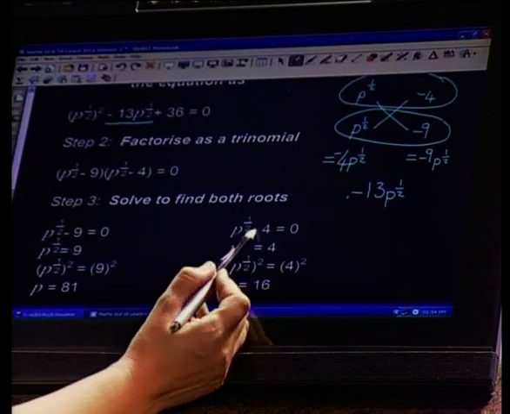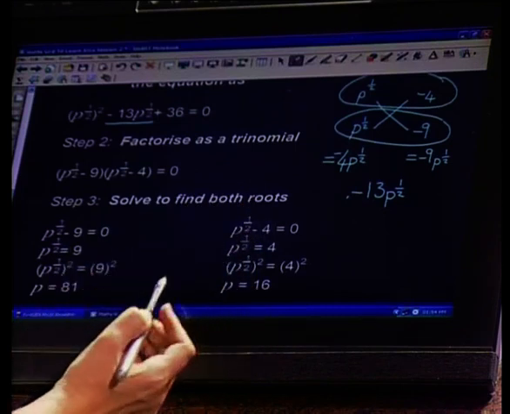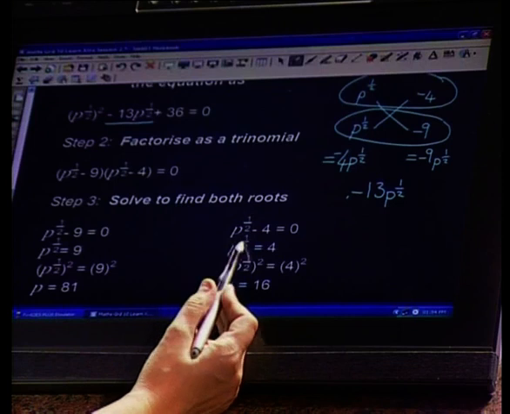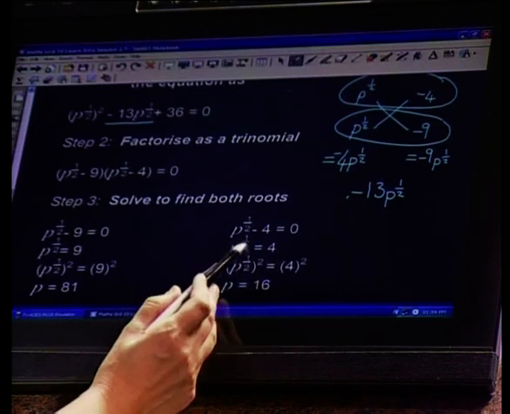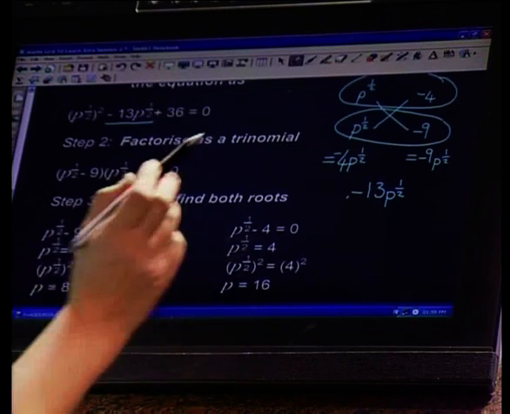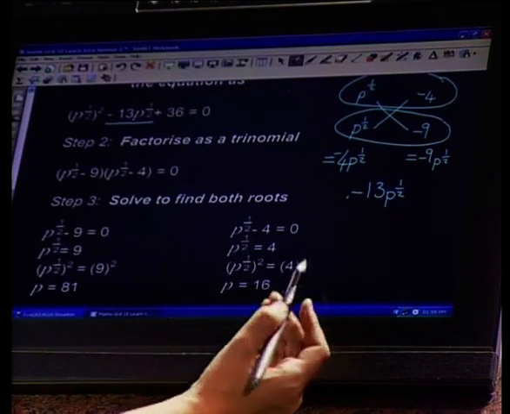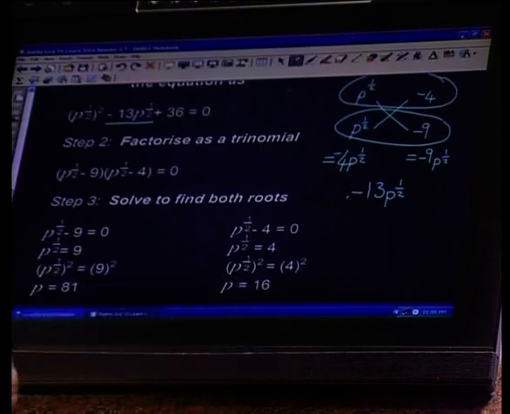P to the power of half minus 4, we want p to be isolated, so we turn it into p to the power of half is equals to 4. And once again, we're not looking for p to the power of half, we want p. So we're going to square both sides, giving us p is equals to 60.